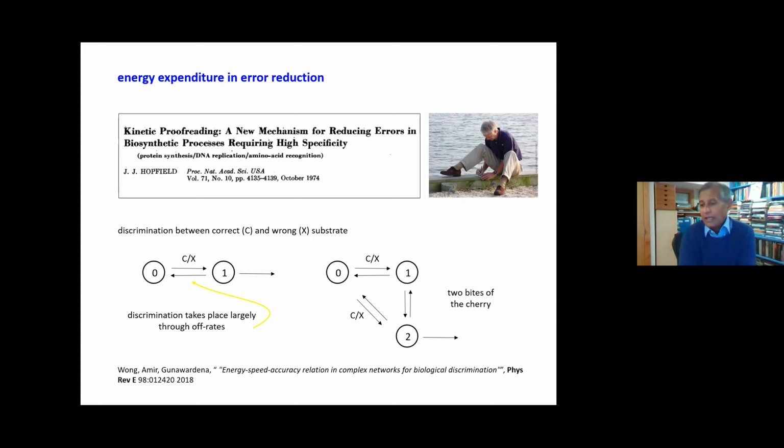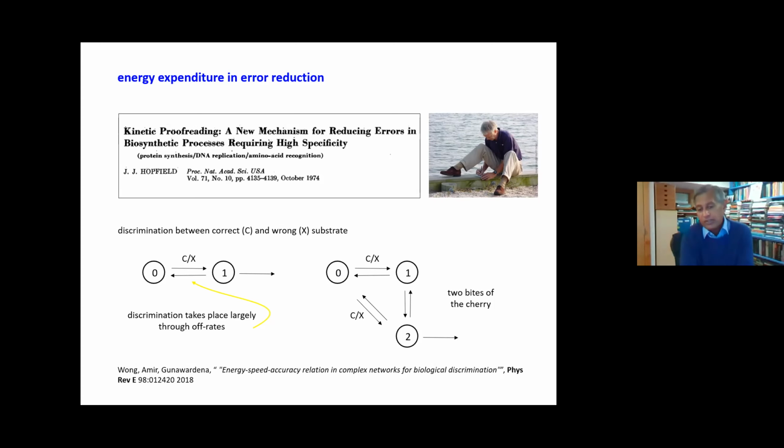And it was his way of explaining how biology is able to do such amazing things like replicate DNA with an error rate of 1 in 10 to the 9 or 1 in 10 to the 10. Hopfield was trying to understand how processes like DNA replication or mRNA construction or protein translation manage to have such incredibly low error rates.